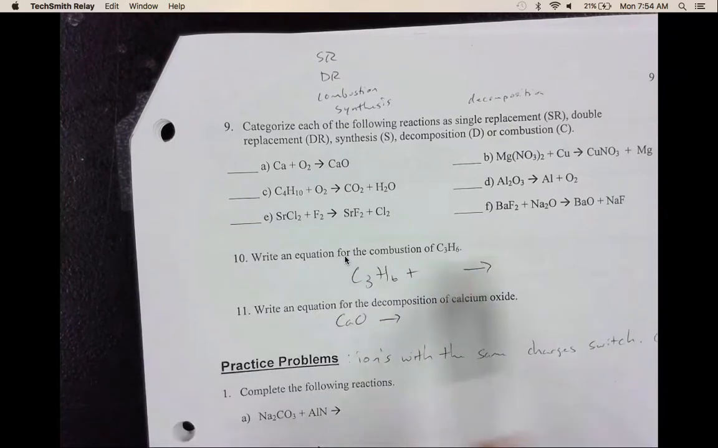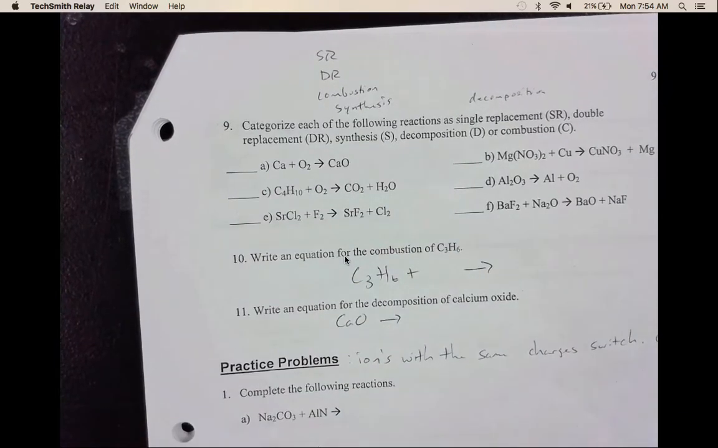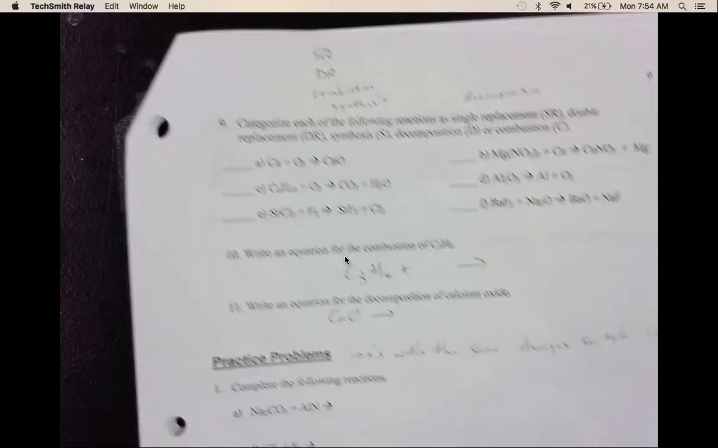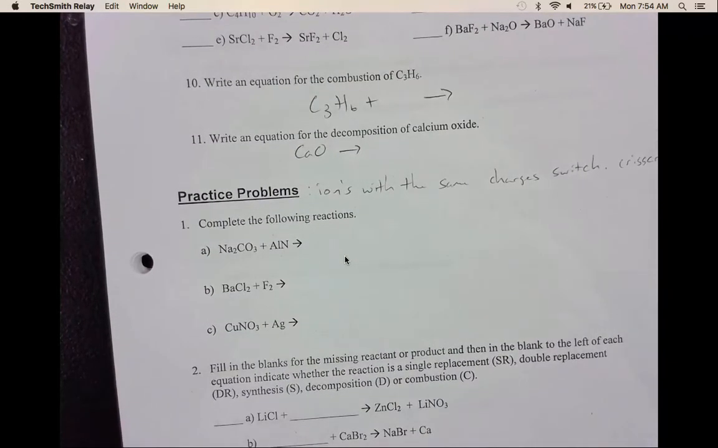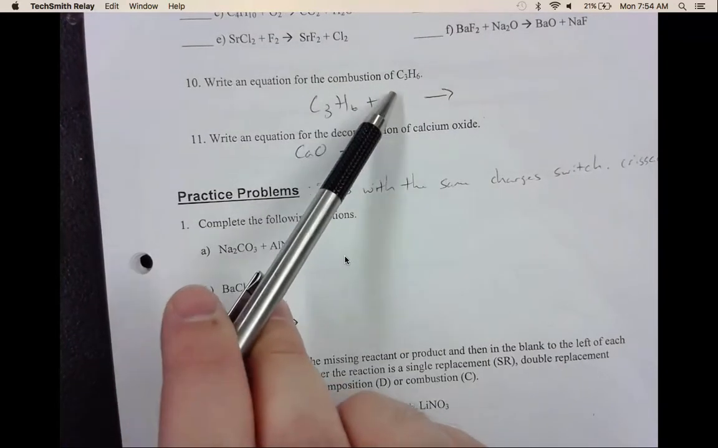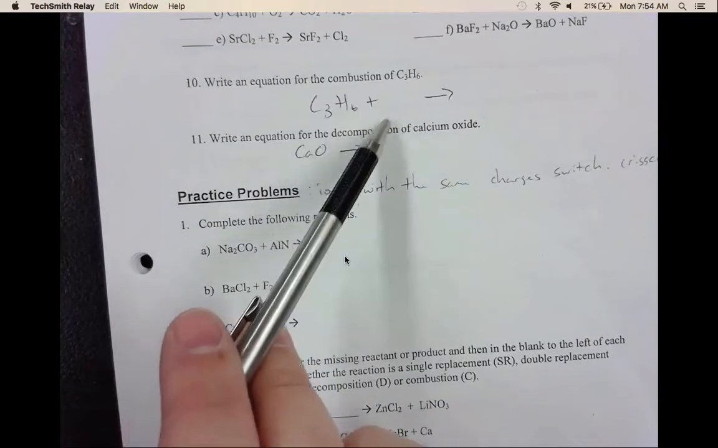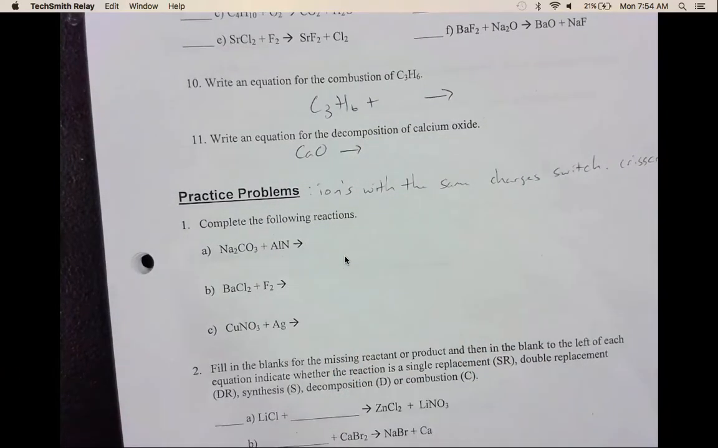So you can identify each of these based on your definitions for each of these reactions. Question 10 and 11. So question 10 and 11, they're asking you to write two reactions. So remember, it's telling you that it's a combustion, C3H6 hydrocarbon. So remember, what do the hydrocarbons always react with? What do they always form?